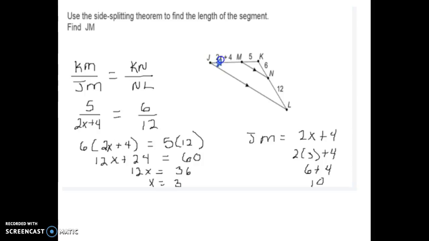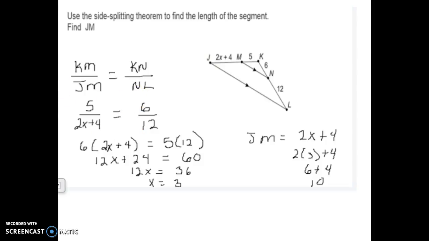So JM is this segment right here. And they tell you that it's 2x plus 4. So you can set up a proportion to solve this. So we know that KM is to MJ, or JM, as KN is to NL. So here's your proportion. Plug in the values that they've given you. So 5 over 2x plus 4 is equal to 6 over 12x.